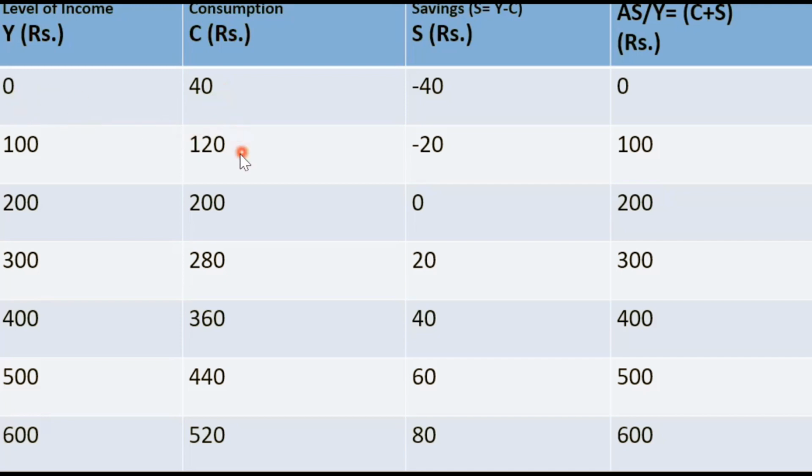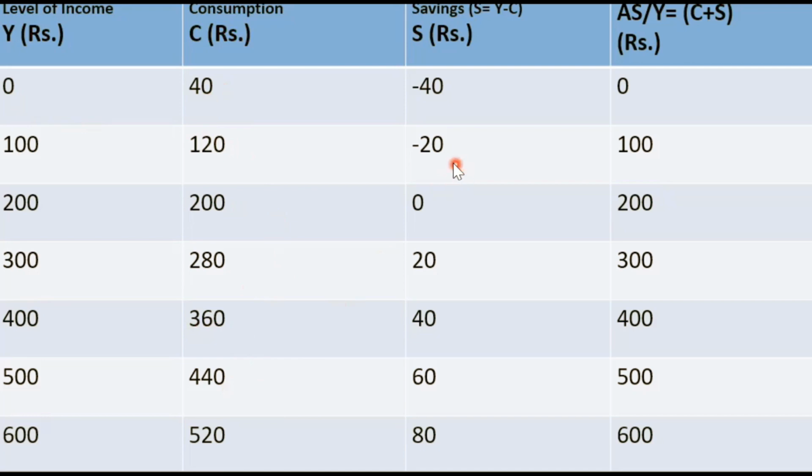And again, I have taken a difference of rupees 80 for consumption. That is 40 plus 80, 120. 120 plus 80, 200. 200 plus 80, 280. 280 plus 80, 360. 360 plus 80, 440. 440 plus 80, 520.